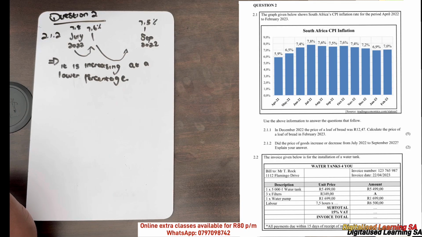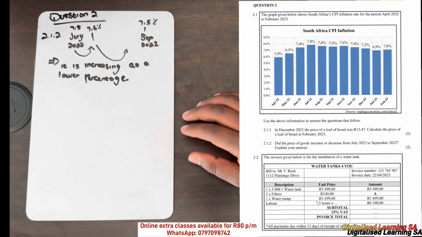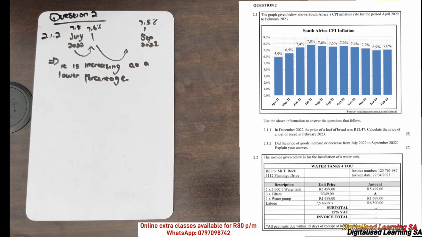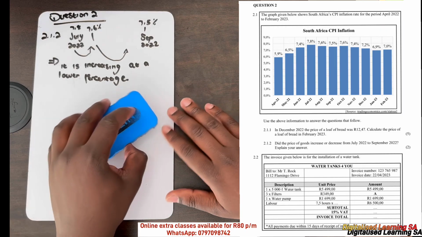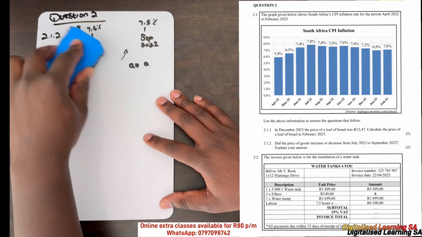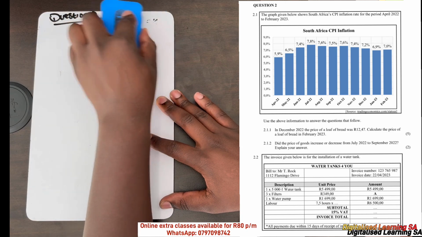Now let's move to the next set of questions, question 2.2. Maybe before we move to question 2.2, we can just create a bit of space so that we don't have to erase so many times.